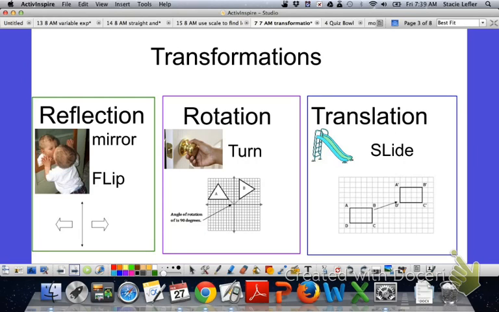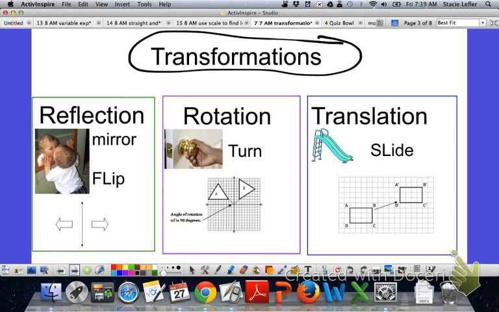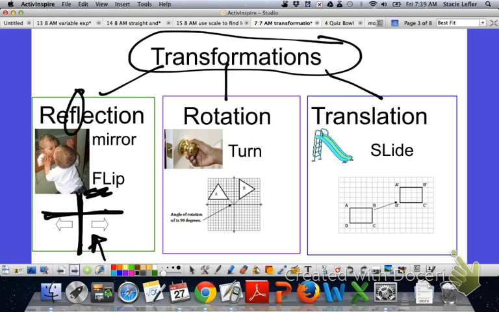Today, specifically, we're going to look at 3 different types of transformations: reflections, rotations, and translations. A reflection was the one we just looked at. It's a flip. FL is inside the word reflection, like the word flip. And it's like a mirror image of itself. It can flip either over the X or the Y axis. In this example, the arrow flipped over top of the Y axis.